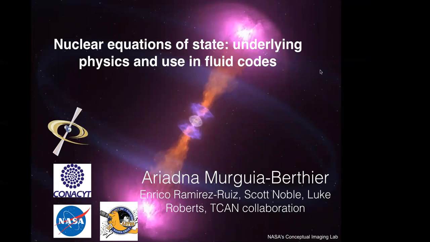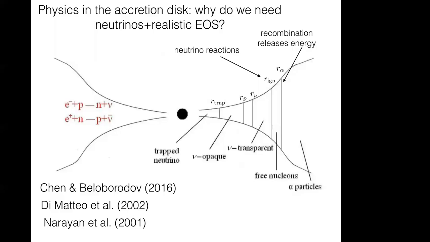Okay, perfect. So, hi, I'm Ariadna Murgia-Berthier. I'm a grad student at UCSC, and I'll be talking also about nuclear equations of state and how we implement the neutrinos in HARM. So let me begin by motivating it a little bit.